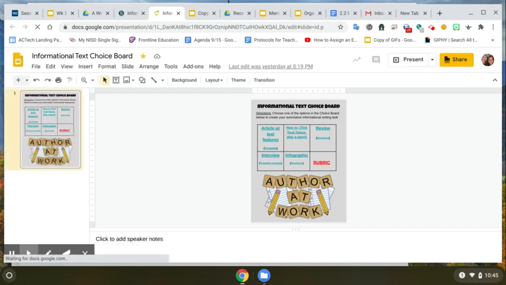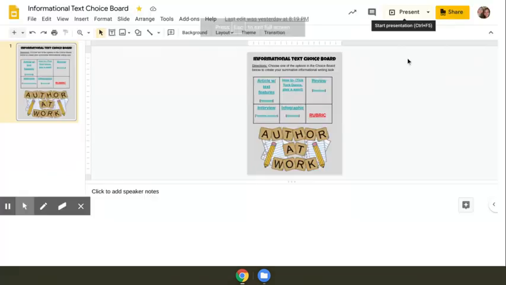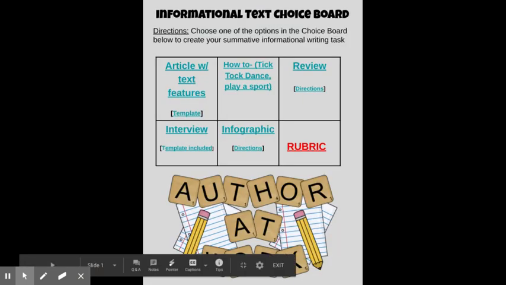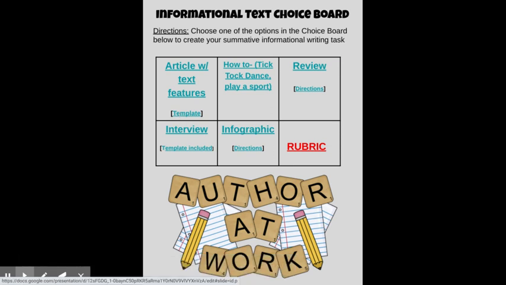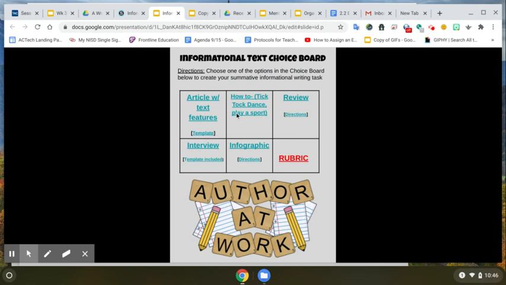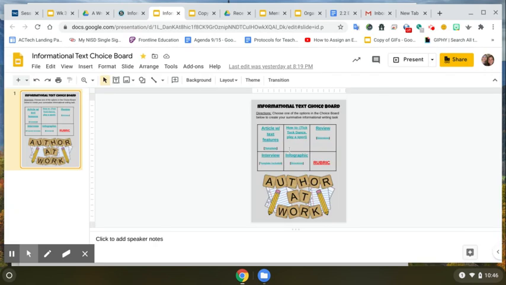I would like to know by Wednesday, maybe Thursday at the latest, which of the choices from the choice board you are going to be creating on your own. So remember, you need to make sure that you are clicking on the items, and there's templates here for you to follow. You're going to choose from the options, and you're going to be creating your summative informational writing task. So, for example, one of the possibilities is an infographic, and this one's pretty cool.